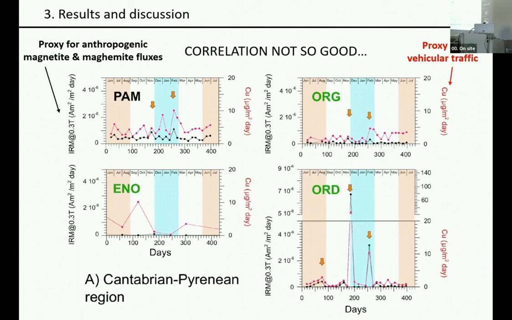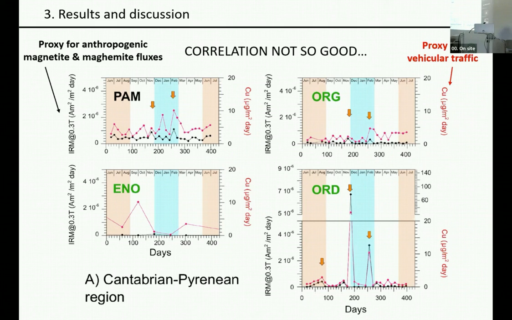If we do the same comparison between a proxy for presumably anthropogenic magnetite and maghemite, this IRM at 0.3 Tesla, and we compare it with the flux of copper, which is a typical proxy for vehicular traffic, we see that the correlation is not as good as it was before in the previous slide.